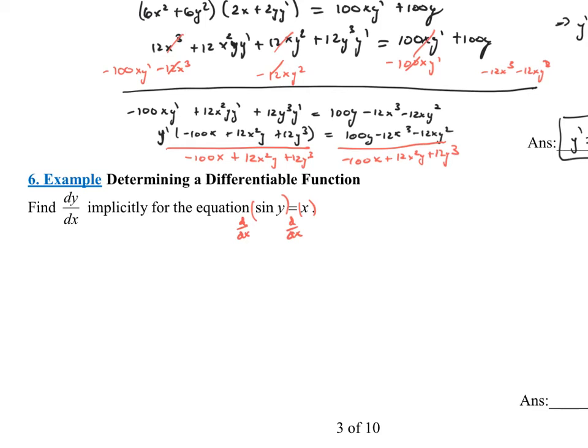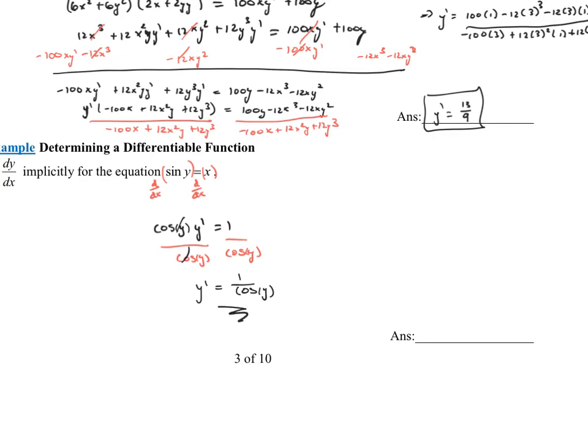So what is the derivative of sine y? Remember, we want to treat this just like a chain rule, like it was sine of u. So remember, the derivative of the sine of u is cosine of u times u prime, but in this case it's a y, so it's going to be cosine of y times y prime. The derivative of x on the right hand side is just a 1. We solve both sides for y prime by dividing by cosine of y. So divide both sides by cosine of y, and we end up with y prime equals 1 over cosine of y. And there it is right there.